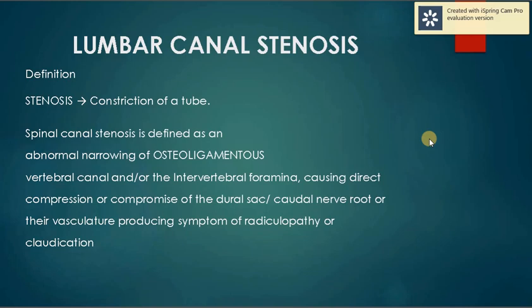Then let us see the definition. Stenosis actually means constriction or narrowing of a tubular structure. Spinal canal stenosis is defined as an abnormal narrowing of the osteoligamentous vertebral canal and/or the intervertebral foramina, causing direct compression or compromise of the dural sac, caudal nerve roots or their vasculature, producing symptoms of radiculopathy or claudication.